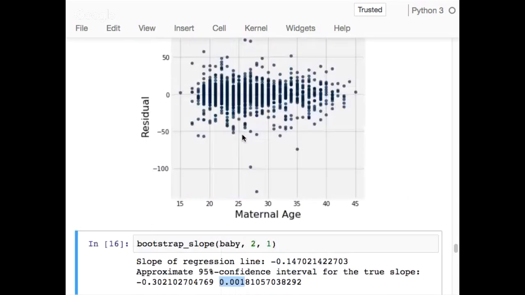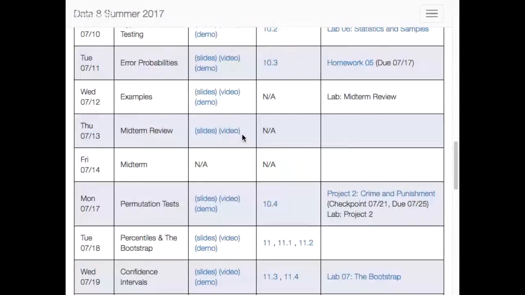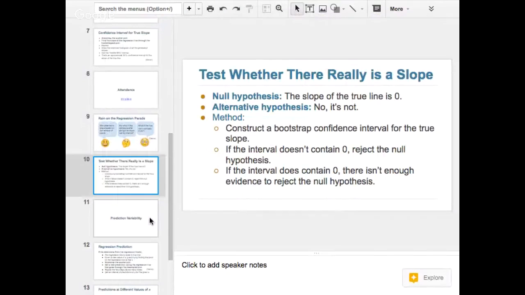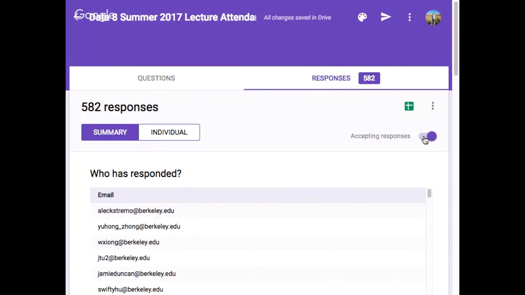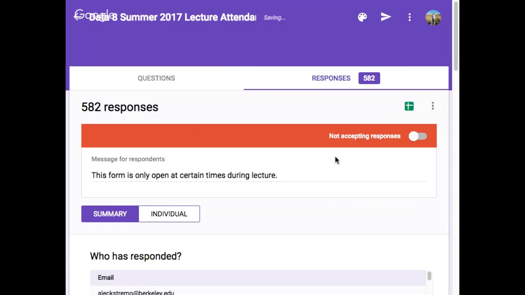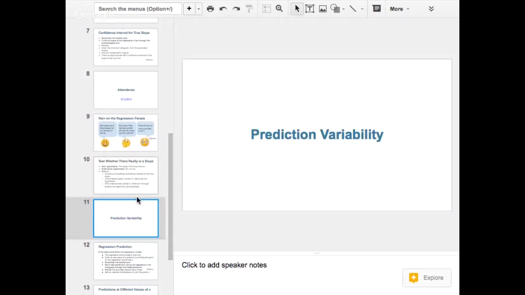All right, so we can do the same thing for prediction. So I'm going to close attendance. Any objections? All right, closing.